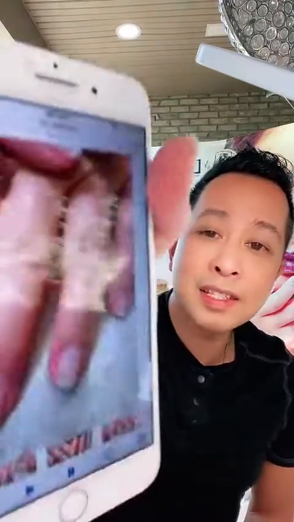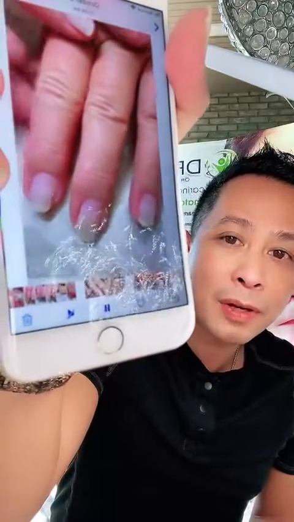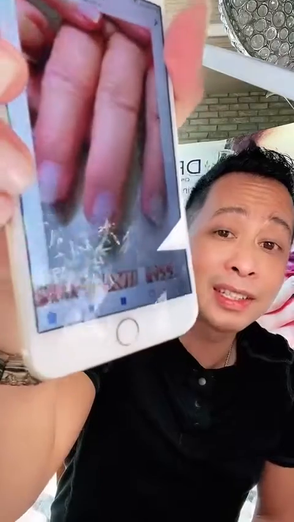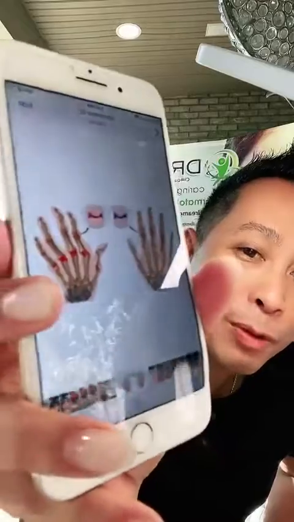I have other ladies' hands here. This is what a normal hand is supposed to look like. And I'm still fixing this client that you see on my profile. So, ladies, like I said, this is a really good example right here.